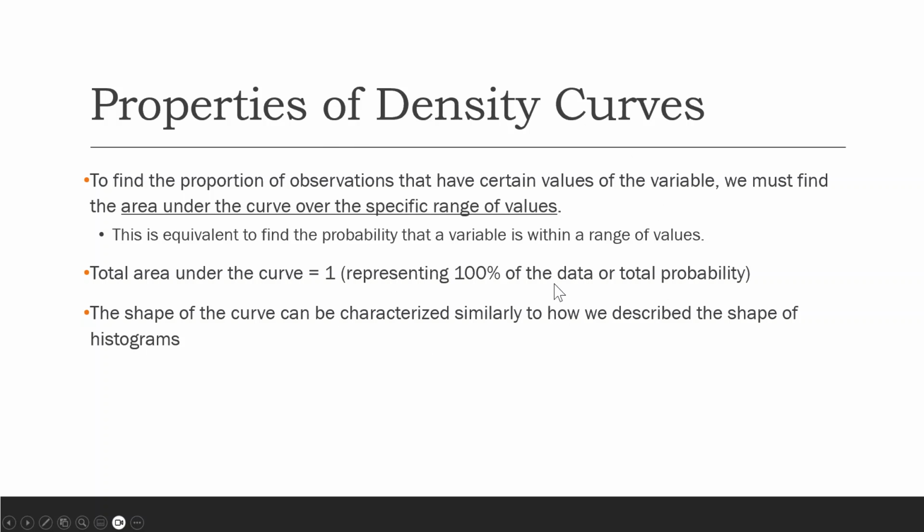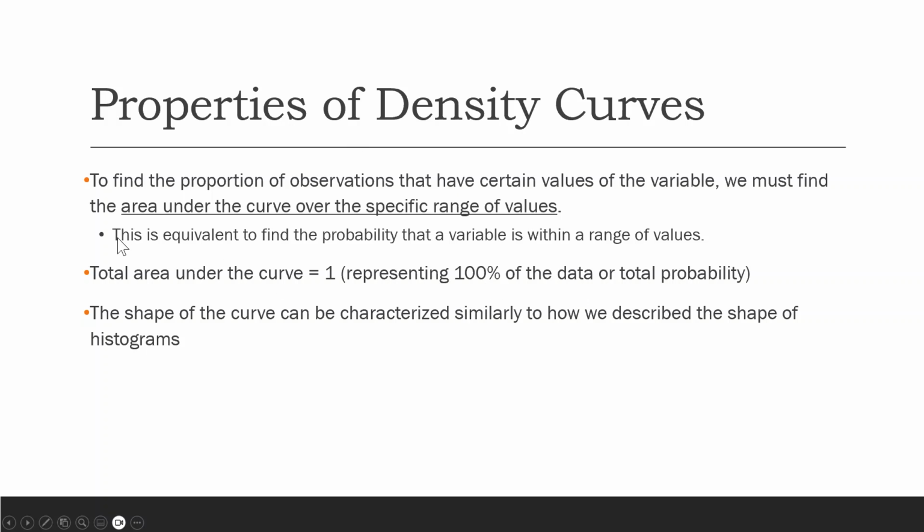And so it kind of makes sense that this area under the curve is going to equal 1, because it's going to represent 100% of your population, right? Because truth be told, most of the time we don't even know the size of our population. And so density curves give us ways to find proportions of observations using areas under the curve.